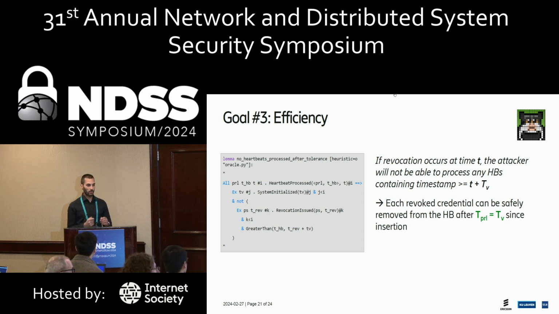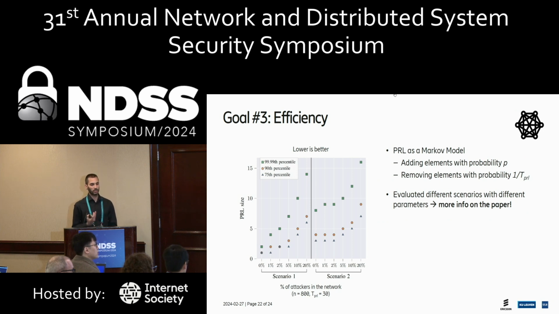So now what we are doing is that we are not only adding to the list anymore, but we are also removing from the list. And this allows us to keep the size of these heartbeats reasonably small. And to prove this, we did some probabilistic evaluation, where we modeled this adding and removing of elements from the list as a Markov model. We gave some probabilities, and then we defined some extreme scenarios with a lot of attackers in the network and a lot of revocations, and we could verify that even in those extreme conditions, in most cases, the size of this list remains reasonably small. Again, if you are interested, you can check the paper for more details here.